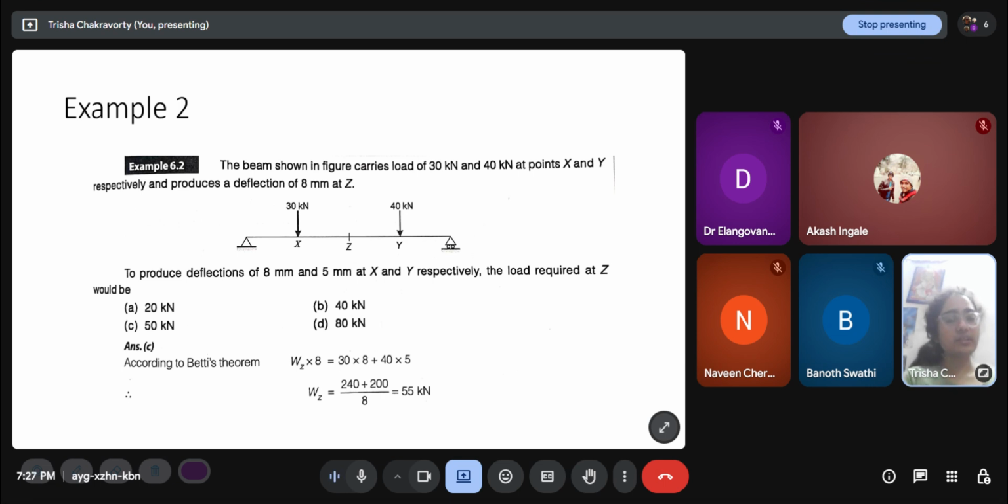And the Q system of force will be an unknown force at Z, such that at X there is 8 mm deflection and at Y there will be 5 mm deflection. So according to Betti's theorem, Wz into 8, because for the P system of forces the deflection at Z is 8, so Wz into 8 is equal to 30 into 8 plus 40 into 5, so we get Wz here.